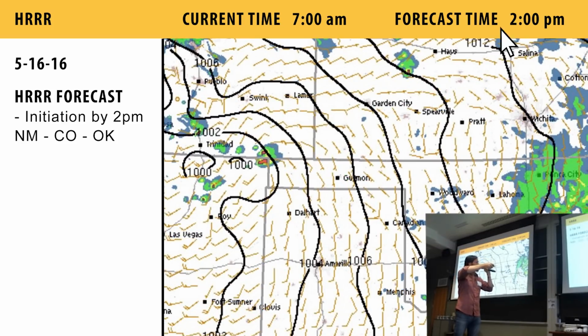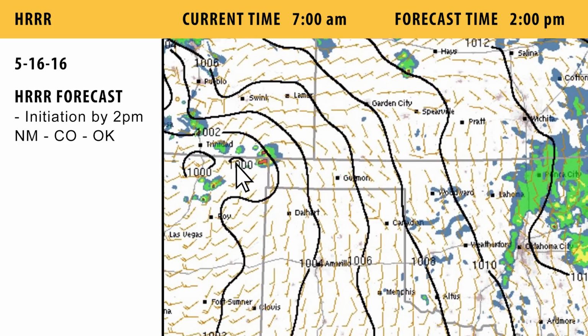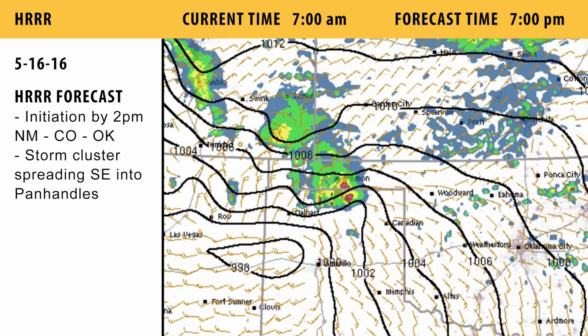And here's the 7 a.m. run for 2 p.m. So we've got the same thing. It looks like some cellular structure forming right here. So we're going to expect initiation by 2 p.m. on this day. 7 a.m. run for 7 p.m., and it looks like kind of an MCS is going to drift southeast into Oklahoma. So we're expecting a storm cluster spreading into the panhandles.